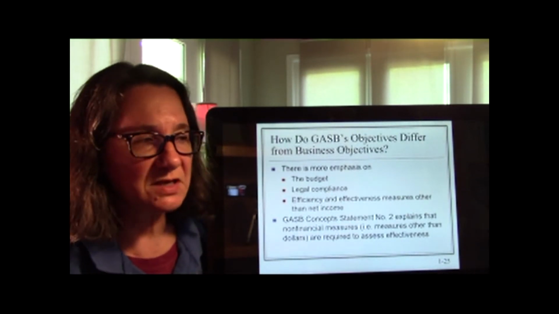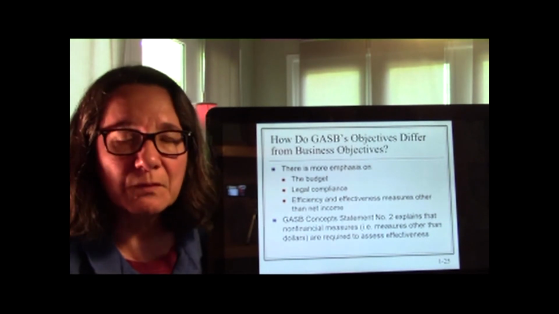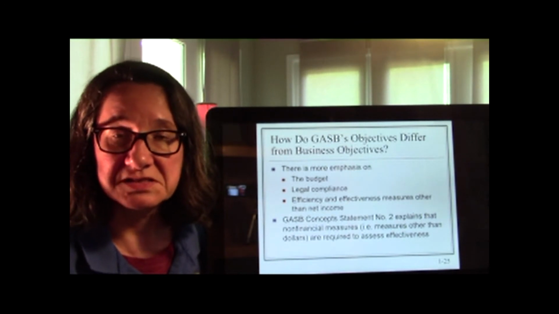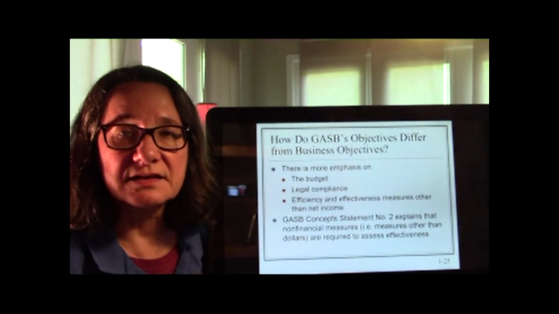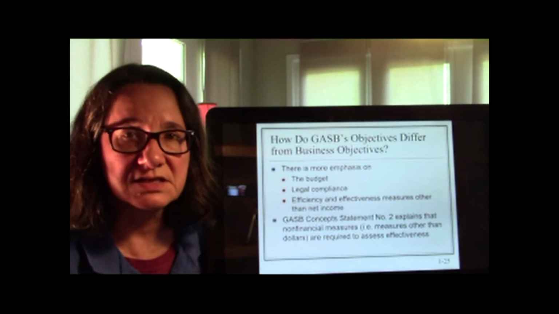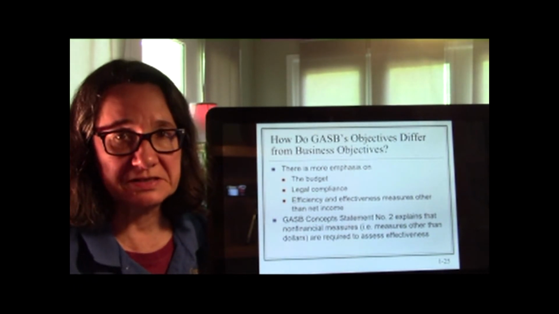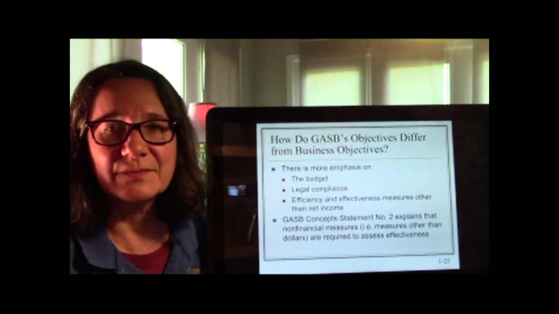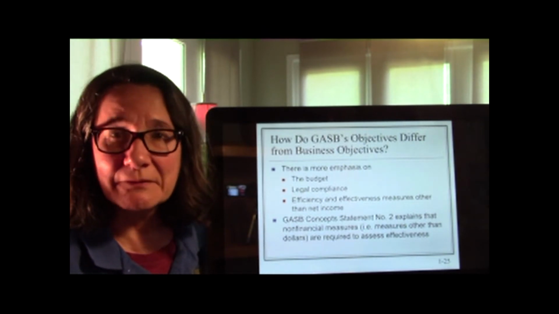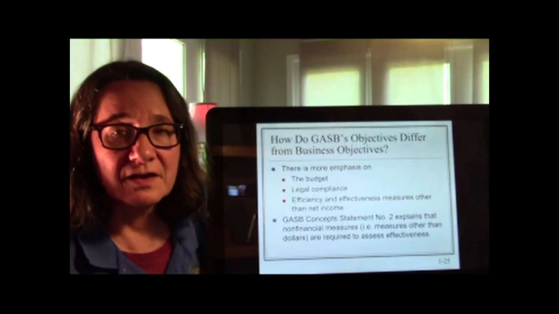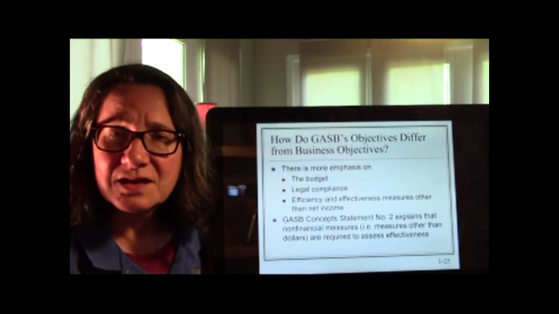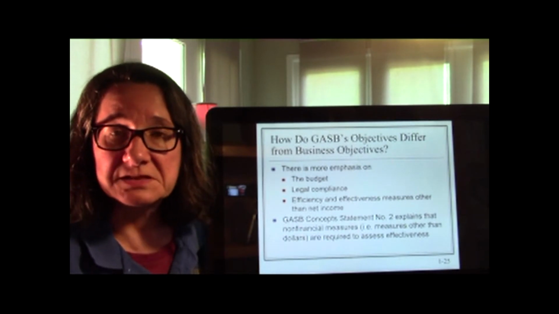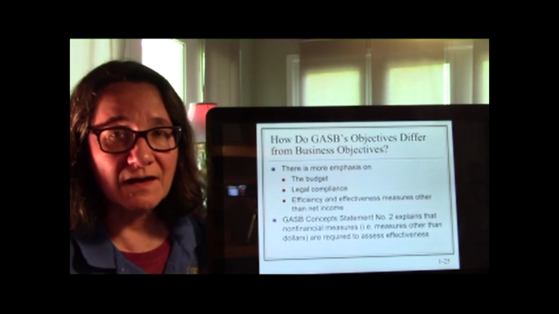Right, so GASB objectives are different from business objectives. A lot more emphasis on budget, right? The budget is just a sign, you have to follow it. There's not this idea that it's flexible, we flex it, we calculate variances, none of that. Here's what you have to spend this year. Legal compliance, efficiency and effectiveness other than net income. There's not net income. Cities may run at losses. They may borrow to stay afloat. There's just not such a thing as net income. You may have an entity like the water department that charges for stuff, but it's not about earning a profit.